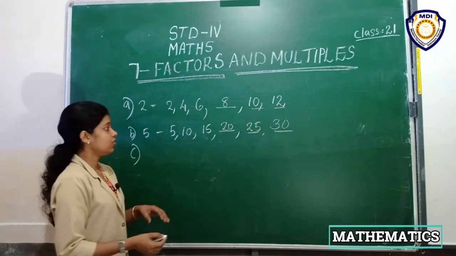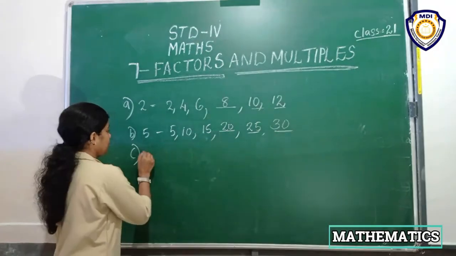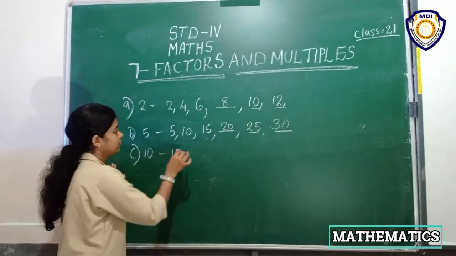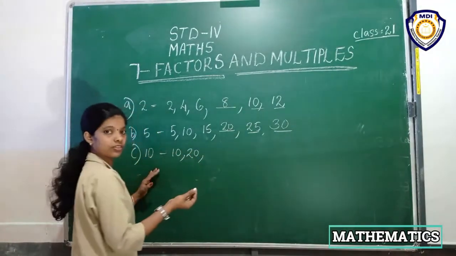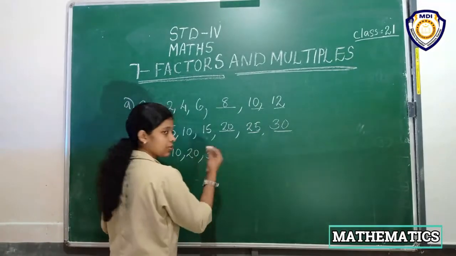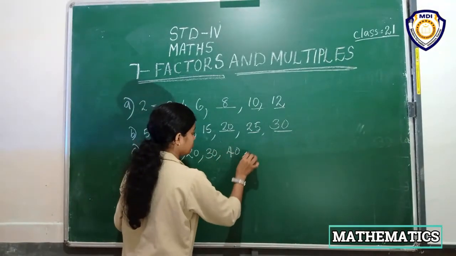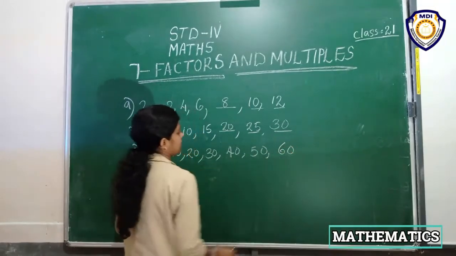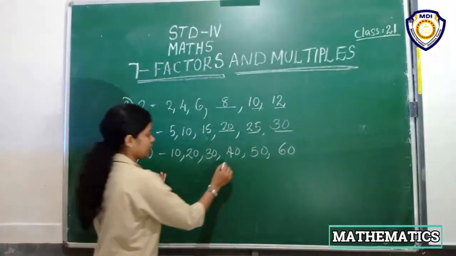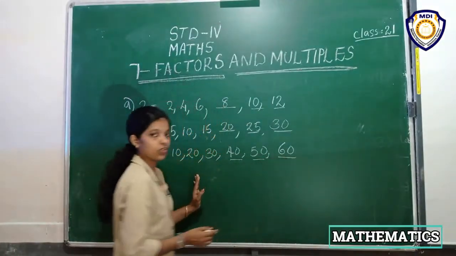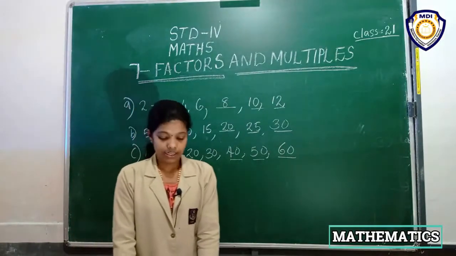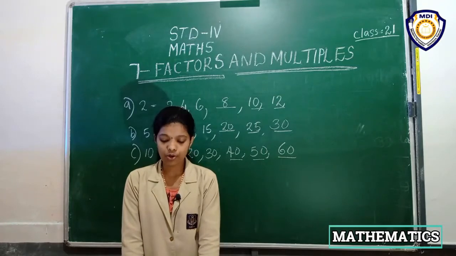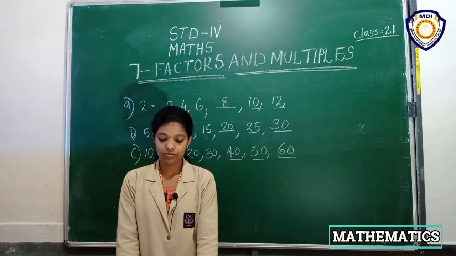Did you finish? Counting tens: just say 10, next number is 20, next number 30, and next number is 40, 50 and 60. Okay, good. Next one is, check the given division problems and write true or false.